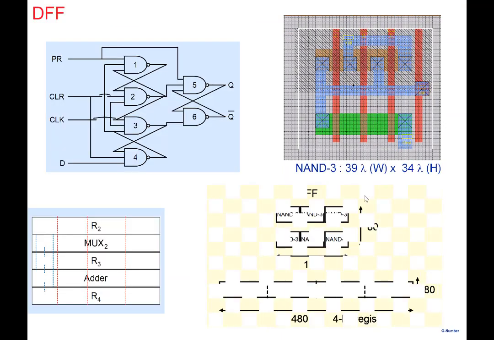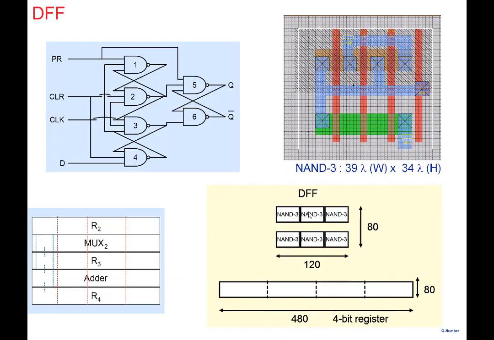And similarly, my D flip-flop, the six NAND gates that are there, I'll arrange in two rows of three each and use the space in between. Then these D flip-flops, putting them next to each other, will make a register here. So we could do that.